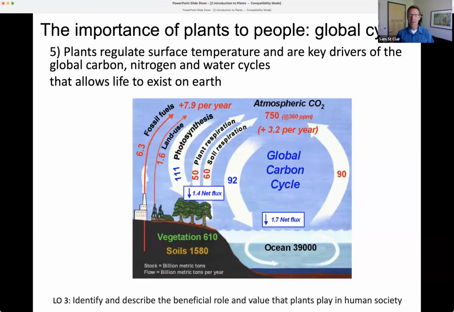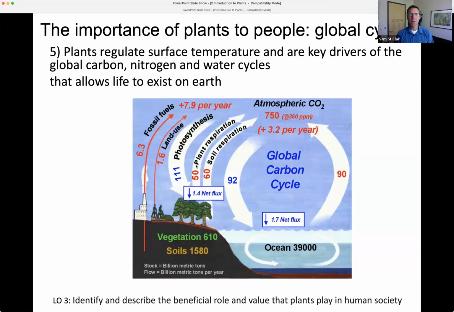Finally, plants drive global cycles that are critical to supporting life on Earth. So if you see this forest here in this diagram, you can see that the forest, through transpiration and photosynthesis and respiration processes we'll talk about later, drive the global carbon, water, and nutrient cycles, nitrogen cycles. And without those cycles operating, life as we know it on Earth can't exist.